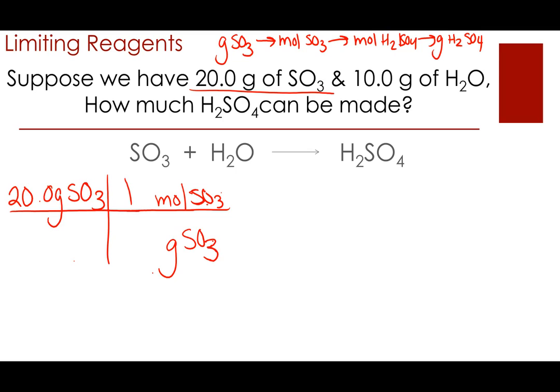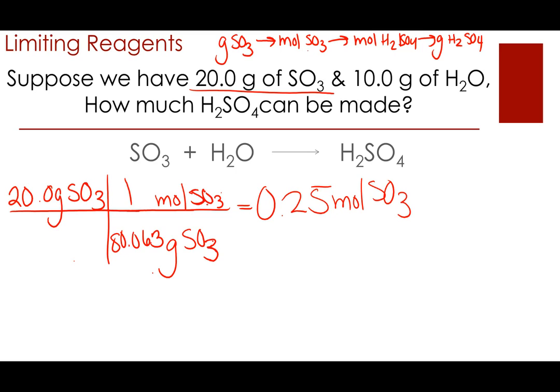And 1 mole of SO3. Let's do the molar mass real quick. All right, so 1 mole of sulfur trioxide is 80.063 grams. So I'm going to multiply across the top, divide by the bottom. So 20.0 times 1 divided by 80.063. And that's going to give me 0.25 moles of sulfur trioxide.